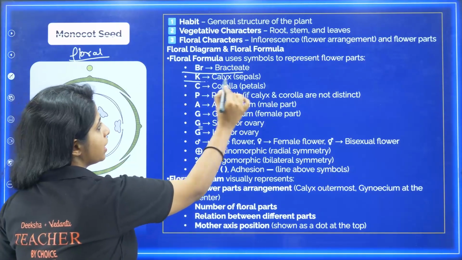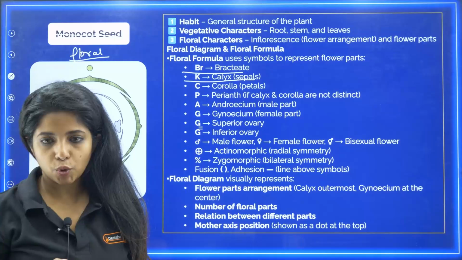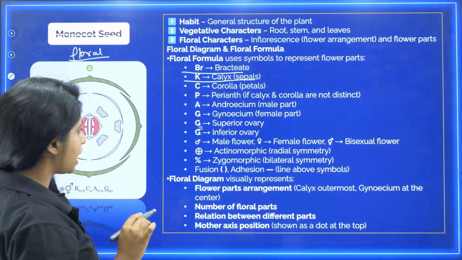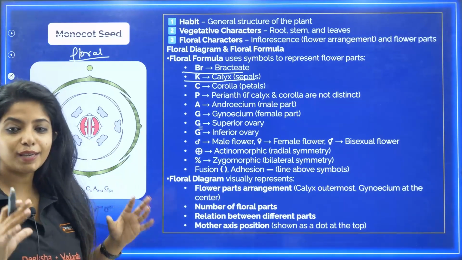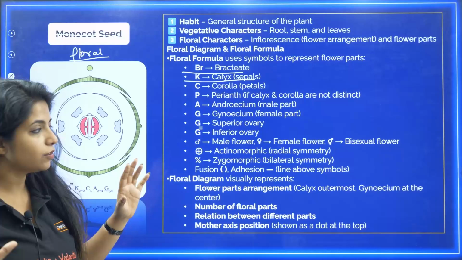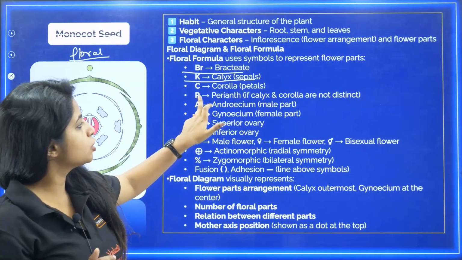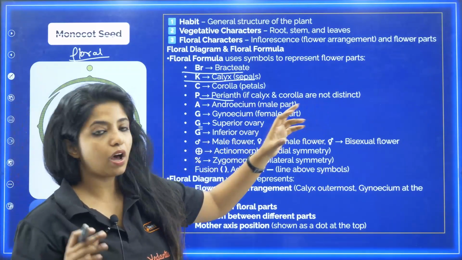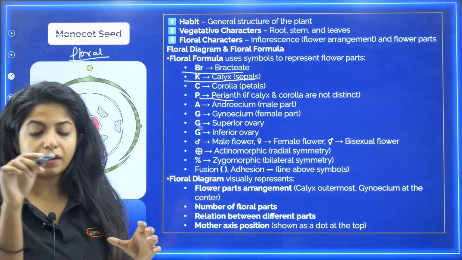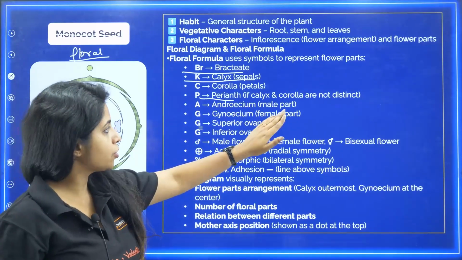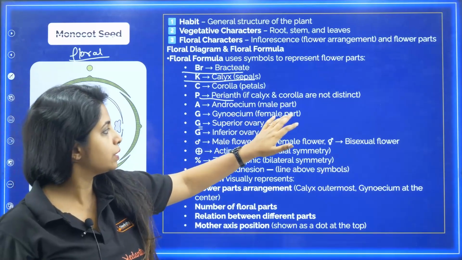Now K stands for calyx, that is the sepals that you are having. You will be finding it really easy to learn, my dear children. Trust me, wait for some time. Now you have C for corolla, that is basically the petals. P means perianth, that means if calyx and corolla are not distinct, you put this condition as P. A stands for androecium, that is the male part. G stands for gynoecium, that is the female part.